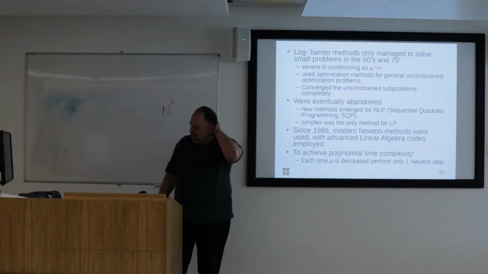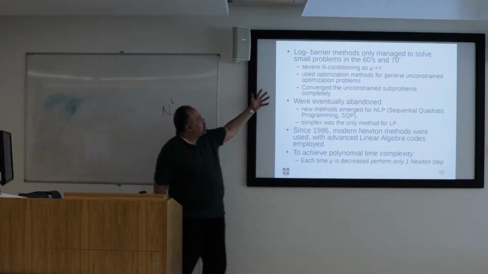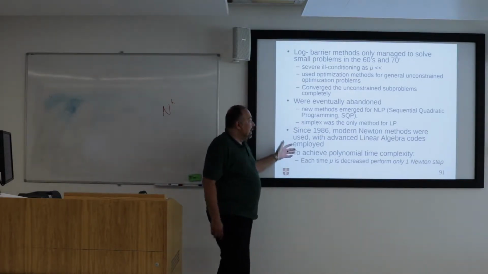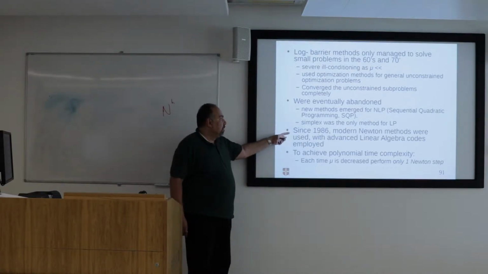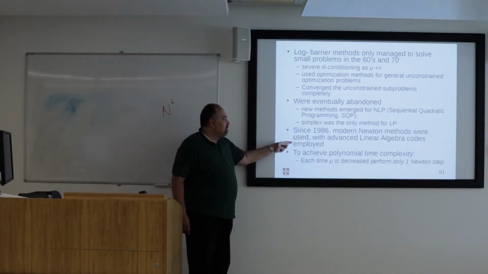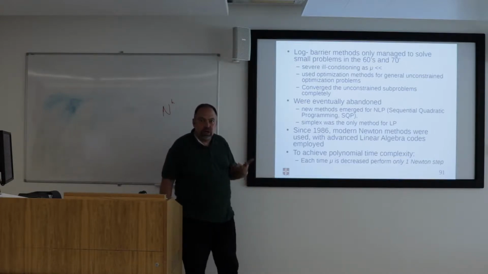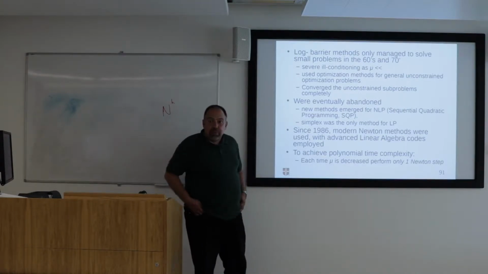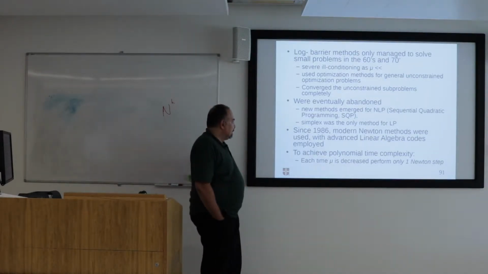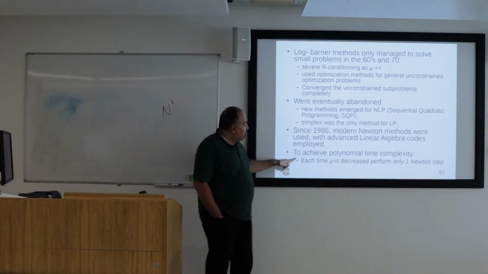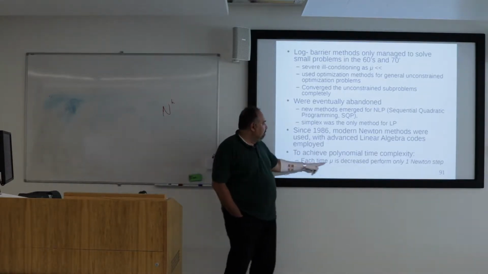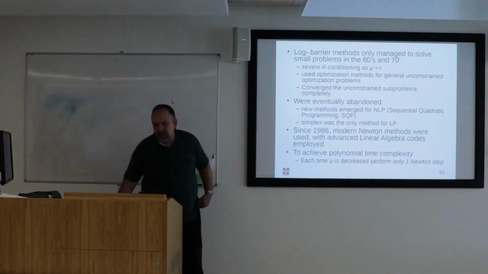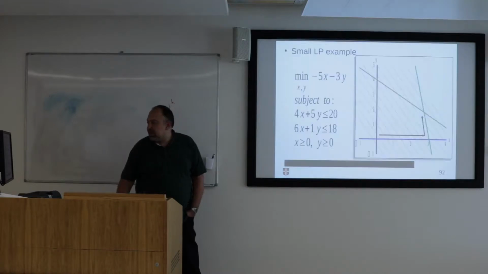Okay, so as I said, they were only suitable for small examples. They were eventually abandoned, but since 1986, modern Newton methods were used with advanced linear algebra. Numerical codes were used so that you can actually converge these problems properly without numerical difficulties. To achieve polynomial time complexity, each time mu is decreased, you perform only one Newton step, and with a suitable way, you reduce your mu value in the next iteration.